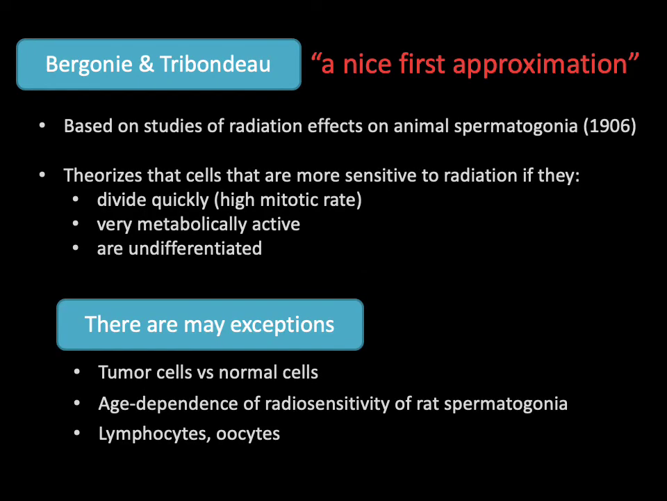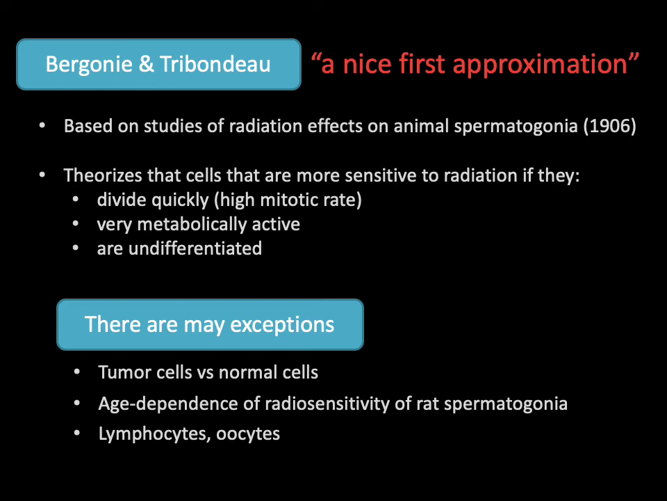General differences in the radiosensitivity of cells was described by Bourganeau and Thibodeau in 1906. I actually have no idea how their names are pronounced, so I probably completely butchered it, so my apologies to them and their ancestors. Anyway, their studies on animal spermatogonia led them to theorize that cells are more sensitive to radiation if they reproduce quickly, are metabolically active, and are undifferentiated. There are multiple examples that contradict these general rules, however.